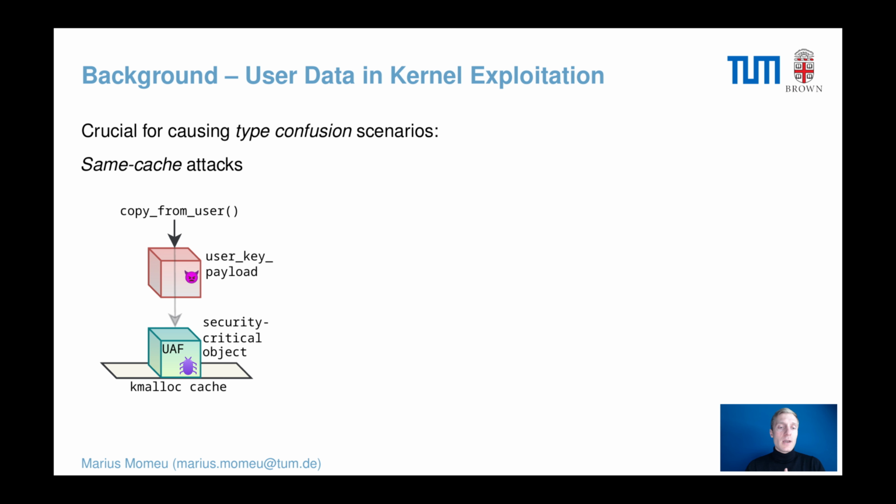For example, if attackers targeted a security-critical object that's allocated in a kmalloc cache and victim of a use-after-free bug, they could massage the heap by allocating a series of user_key_payload objects by adjusting their size so that they are also allocated in the same kmalloc cache, allowing them to overlap the security-critical object and manipulate its contents using the user-controlled data buffer. In Linux, these are known as same-cache attacks.